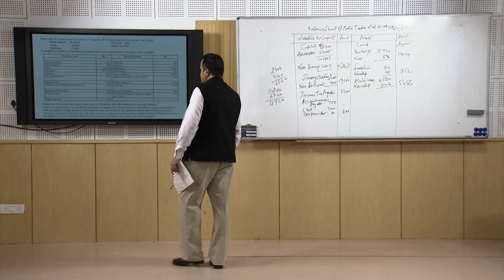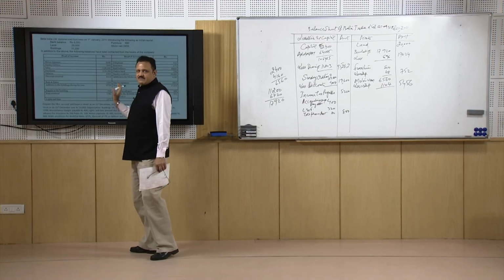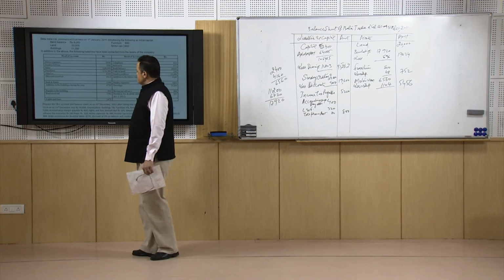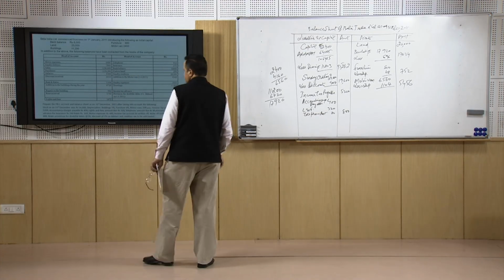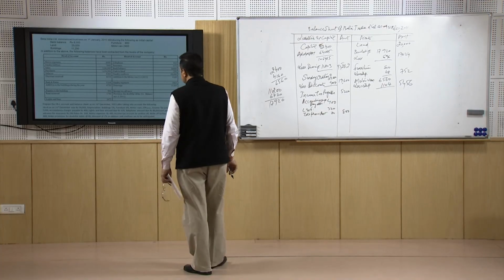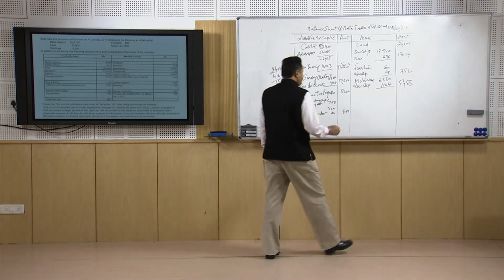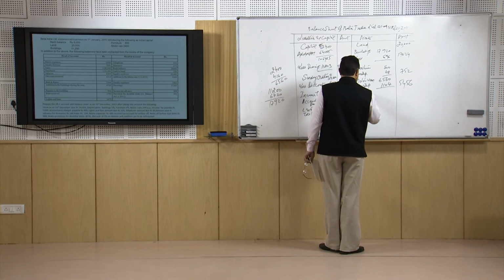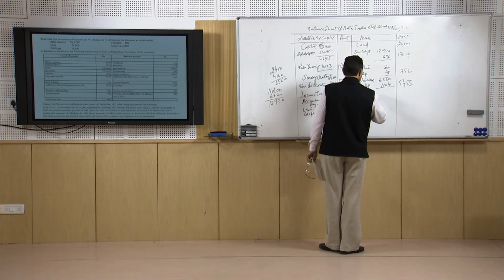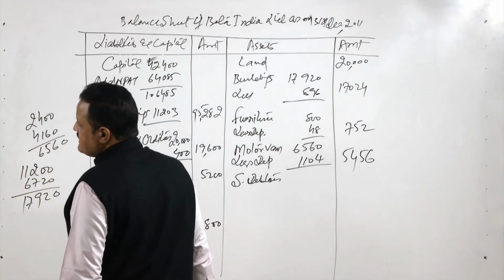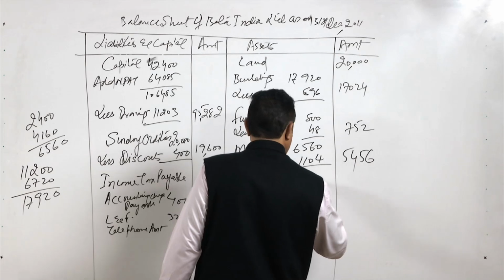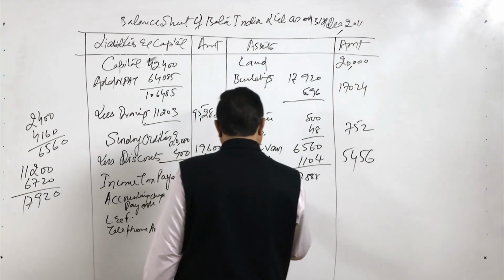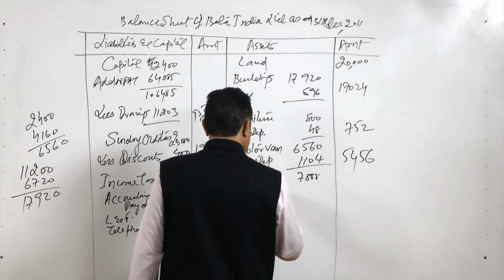Now look, let us look for the assets here. Is any asset left that we will have to take? Motor expenses done, sundry debtors, yes, or any other fixed asset, there is none. So let us take the sundry debtors. Sundry debtors amount given here to us is 7,888. So we have to now subtract, less bad debts.